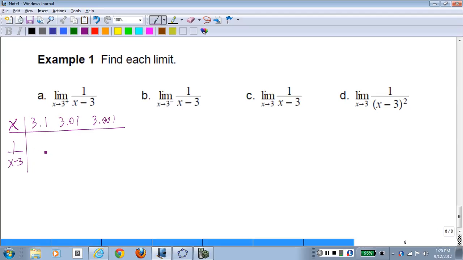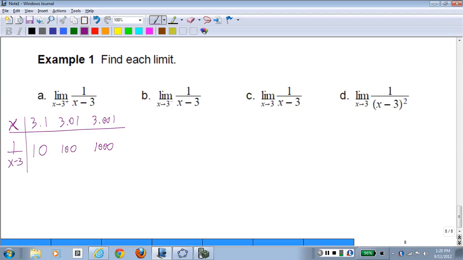For 3.1, I want to say 10. 3.1 minus 3 is 0.1, and 1 divided by 0.1 is 10. For this one, I want to say 100. 3.01 minus 3 is 0.01, and 1 divided by 0.01 is 100. And for this one, I want to say 1,000. 3.001 minus 3 is 0.001, and 1 divided by that is 1,000.